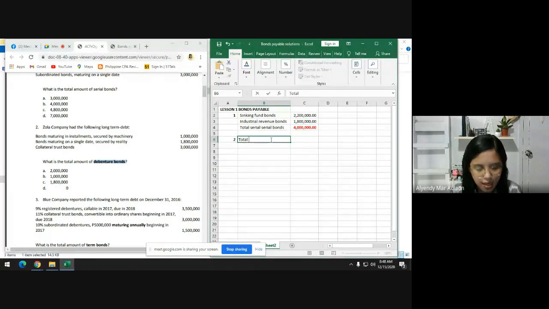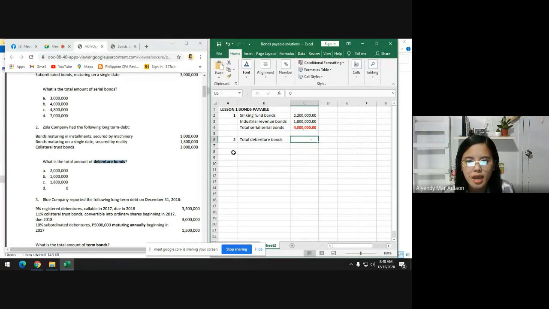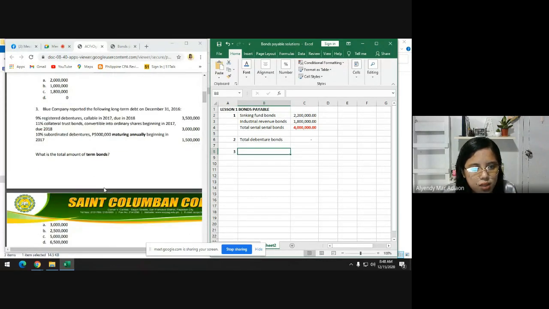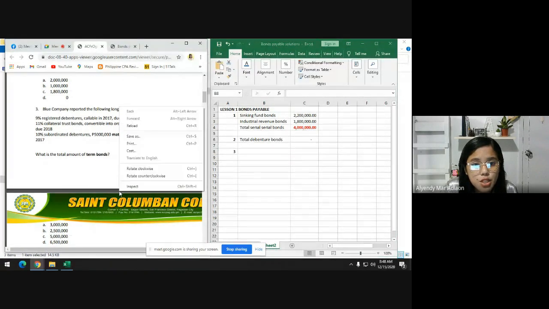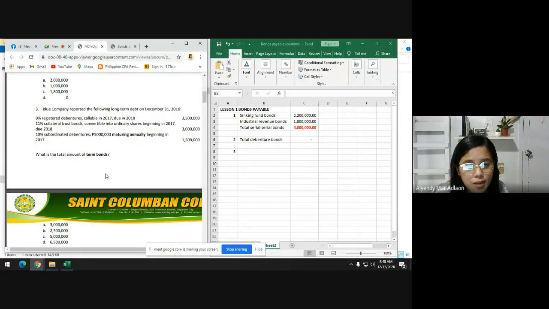So, pila nga to ang total debenture bonds? That would be 0. Okay? Number 2, 0. Next, number 3. What is the total amount of term bonds? Okay, term bonds meaning maturing in lump sum. So there is a single due date.